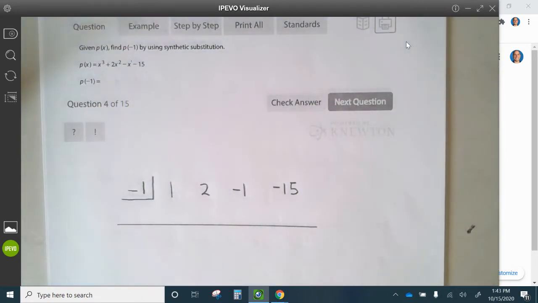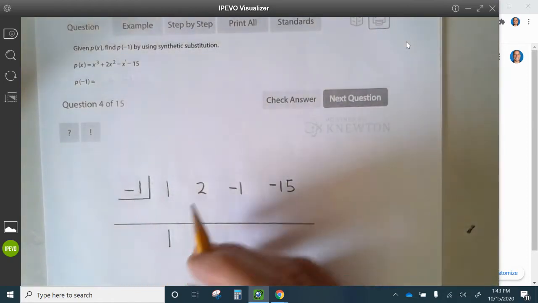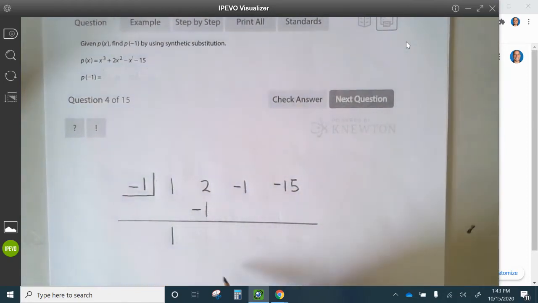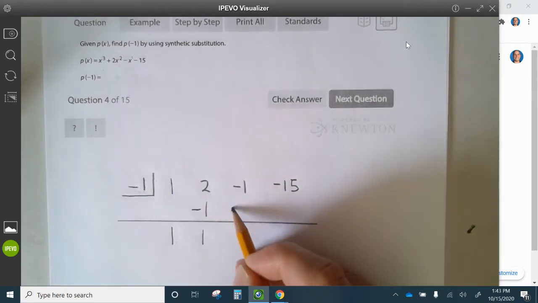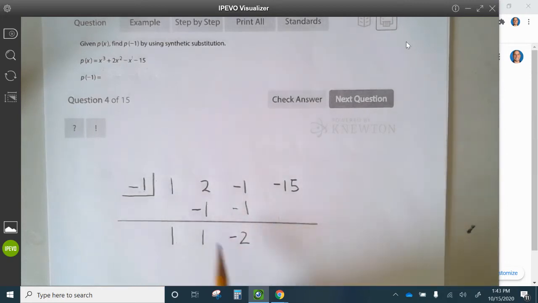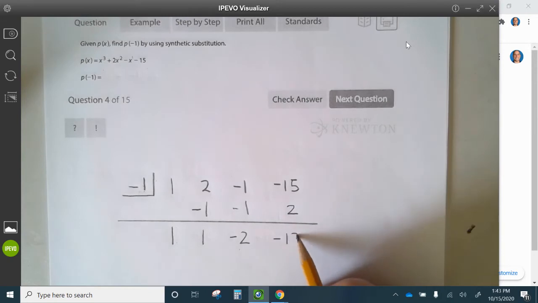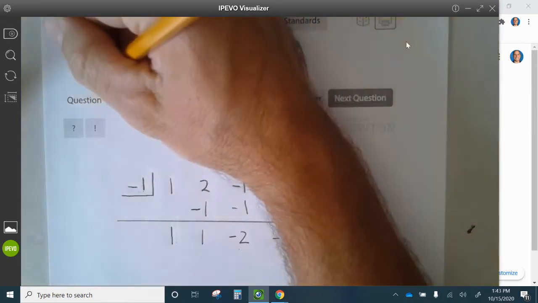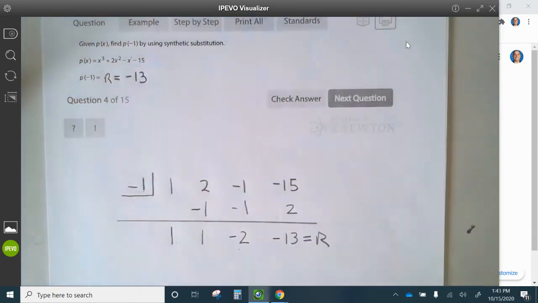Okay, so now we bring down the 1, and we multiply. Negative 1 times 1 is negative 1. Combined, 2 minus 1 is 1. Negative 1 and 1 is negative 1. That combines to be negative 2. Negative 1 and negative 2 is a positive 2. So this combines to be negative 13, which is your remainder. So p of negative 1 is equal to the remainder, which in this case equals negative 13. Okay, go ahead and finish up question number 4.